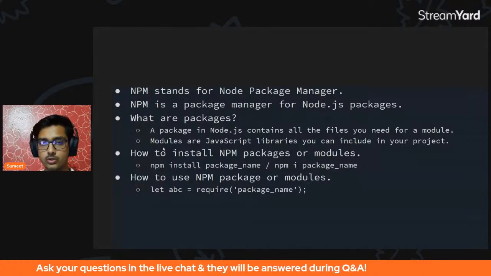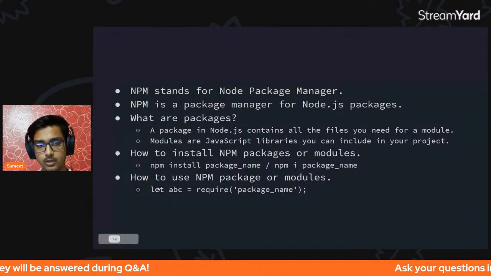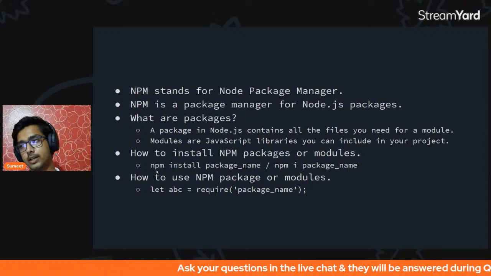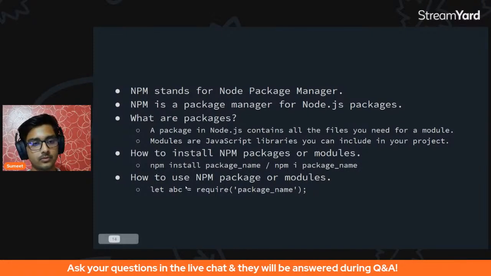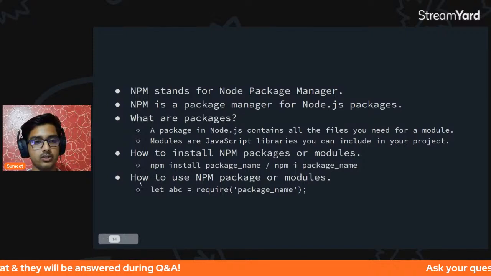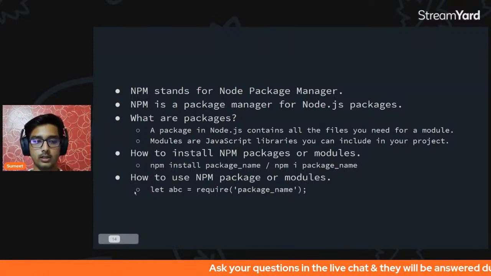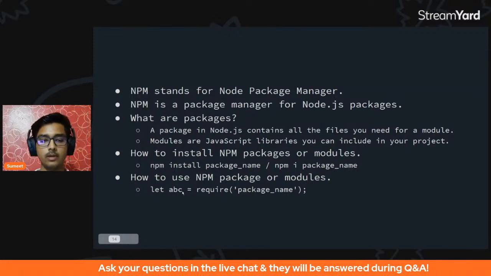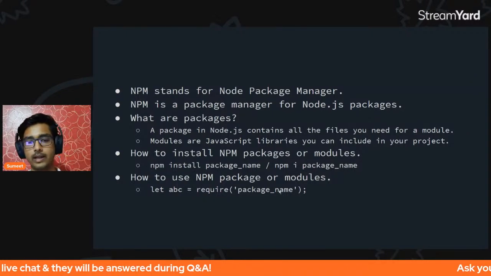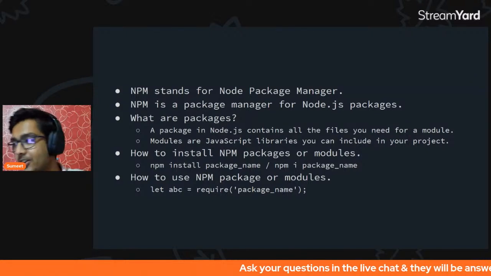Now let's see how to install an npm package or module. In order to do that, you have to open the terminal and write this command: npm install package name, or you can also write npm i package name, and then hit enter, and it will install the package. Now how to use that package? You have to create a const variable, or you can create a let variable, give it a name, and write require, and in single quotes or double quotes give your package name.